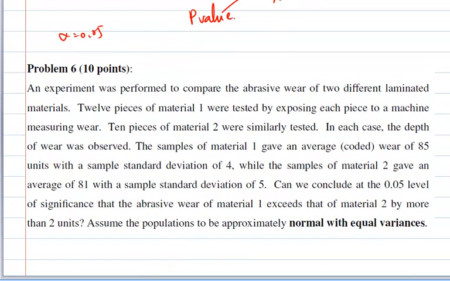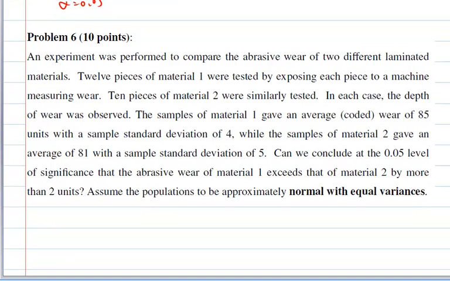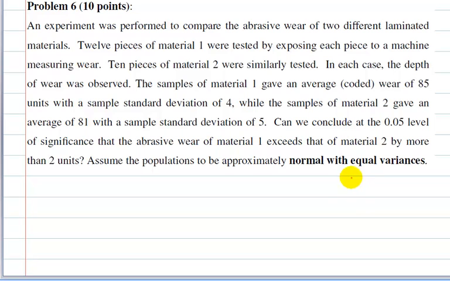Number 6 and 7 are tests on the difference of means. So you've got to be careful here, basically, what are you looking at here? Because when you test the mean, you have a z-test and a t-test. When you use a z-test, that means you know the variance. When you use a t-test, that means you don't know the variance.